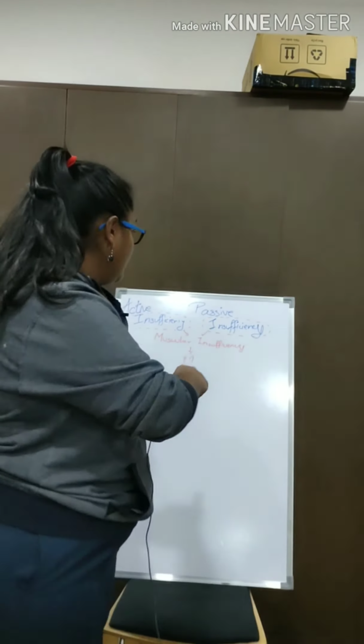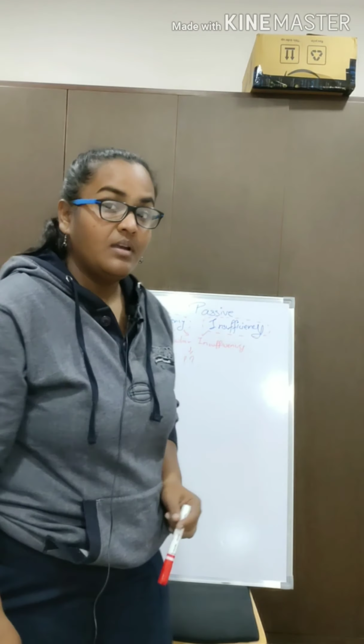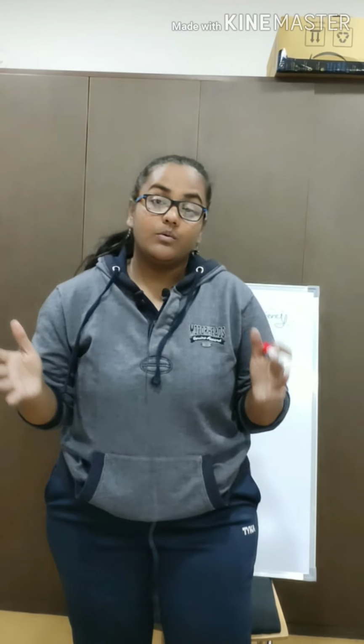Now, when I say active and passive insufficiency, the common word over here is insufficiency. What do I mean by it? I mean muscular insufficiency. Muscular insufficiency is when a muscle is supposed to do something and it's not able to do it. These muscular insufficiencies are common only in two joint muscles. Muscles which cross over two joints are the only muscles capable of having this kind of insufficiency. Okay, so we are done with the word insufficiency.